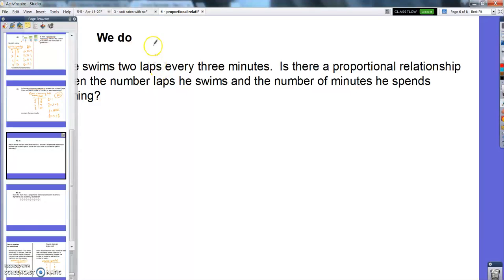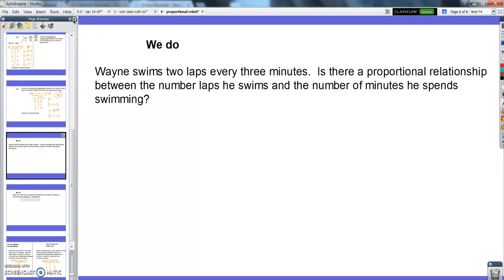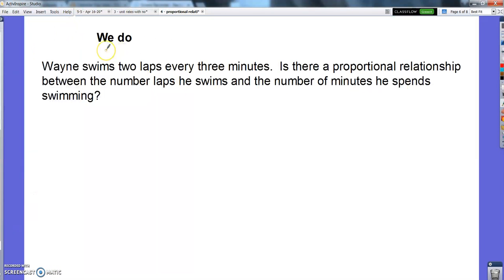All right, let's start with that one. So, another swimmer. Wayne swims 2 laps every 3 minutes. Is there a proportional relationship between the number of laps and the number of minutes?